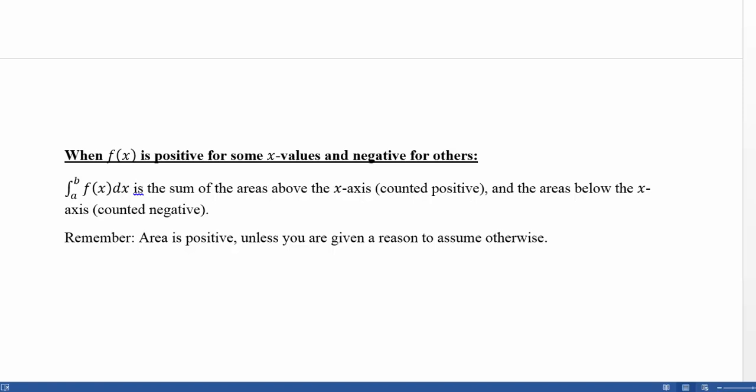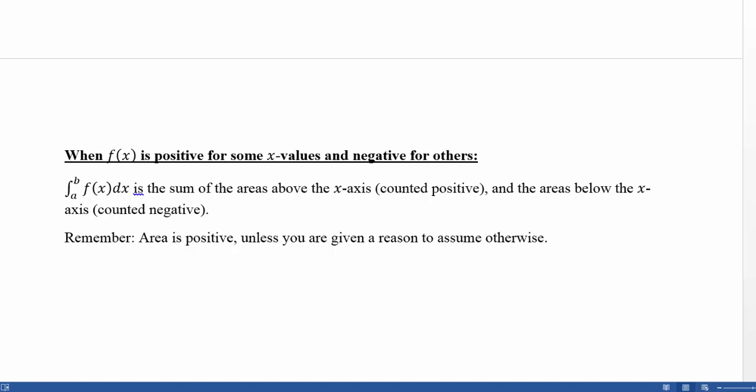our values as negative and our area as negative, which means that the original function is going to be increasing when the area is positive and decreasing when the area is negative. So how do we deal with functions that have areas that are both positive and negative? If you take the integral from a to b of f of x dx, it's the sum of the areas above the x-axis, counted as positive, and the areas below the x-axis, counted as negative. So we're going to sum it up to get the cumulative change.